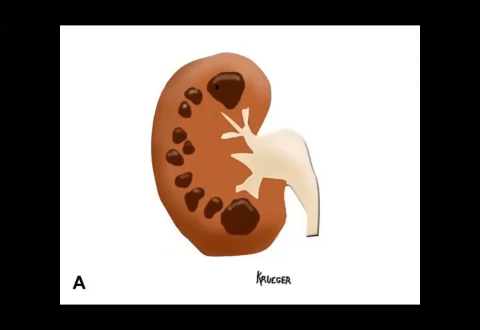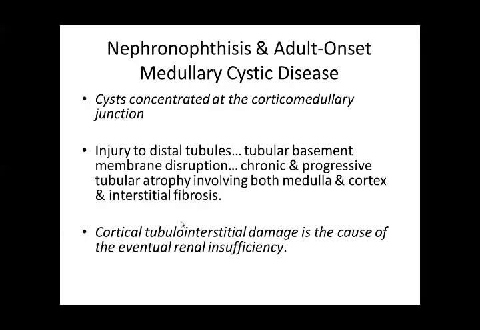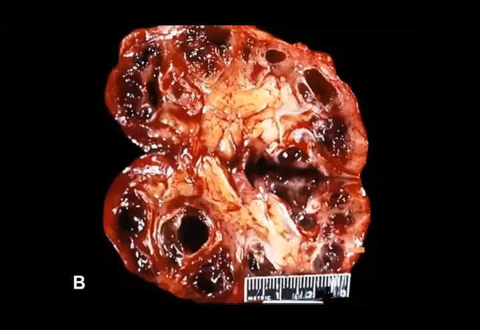This is the renal cyst you see in the medulla. If the cortex is spared, all the better, but the cortex is usually not spared. Chronic and progressive tubular atrophy involving both medulla and cortex. If both are involved and there is fibrosis, it is not spared. So, do you like this kidney?